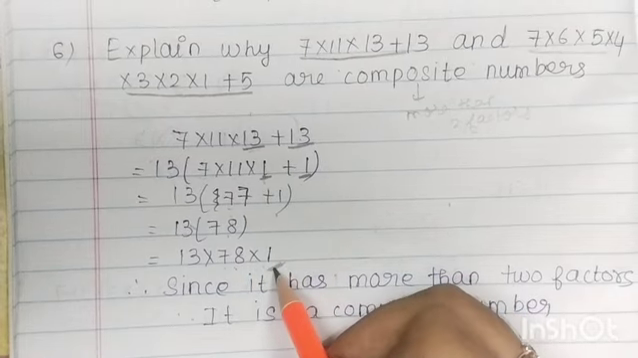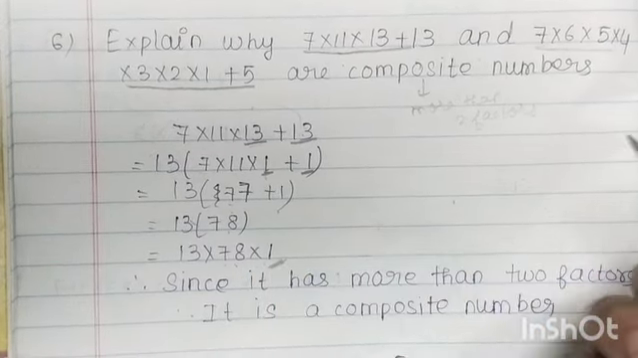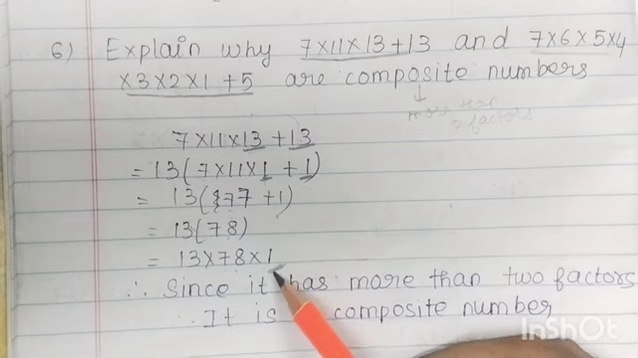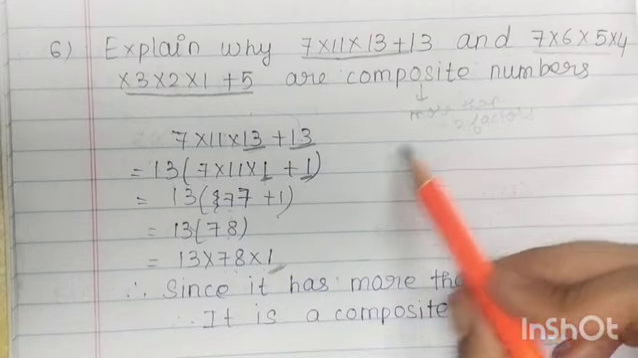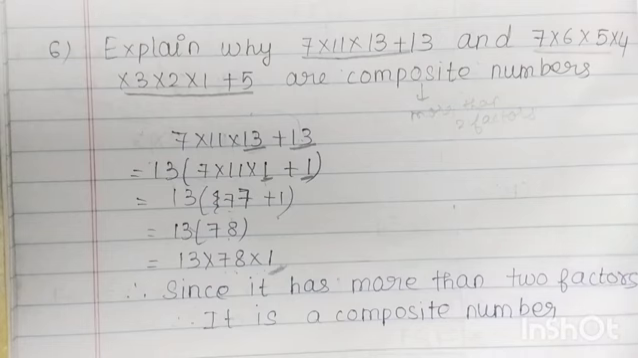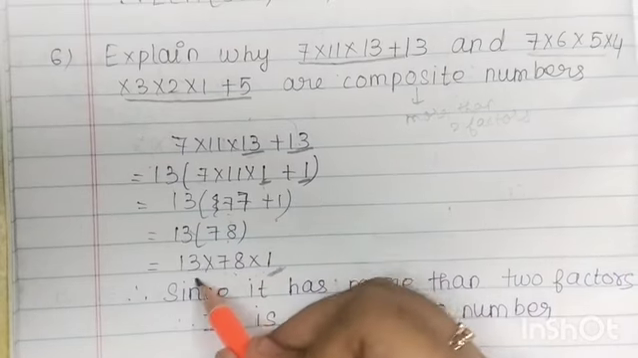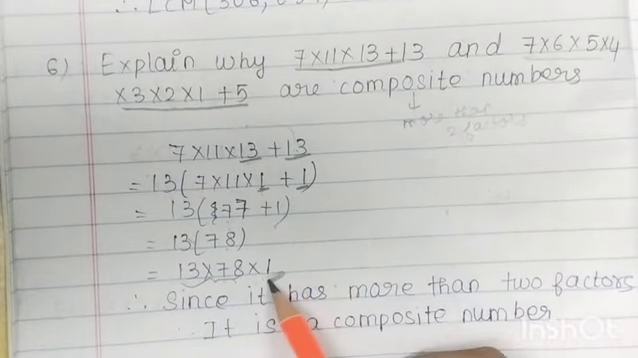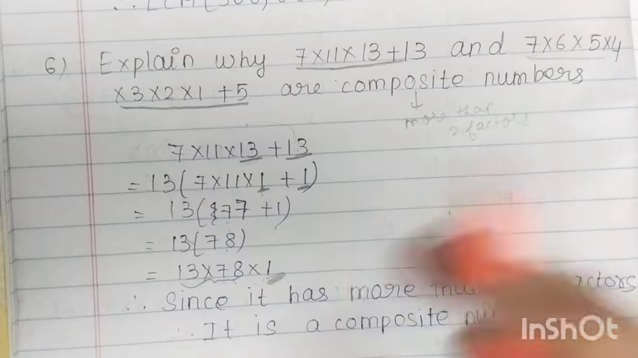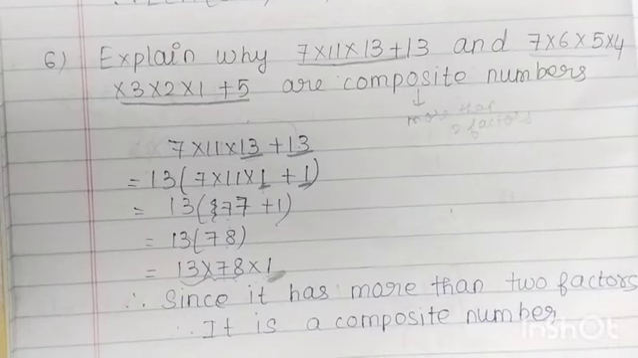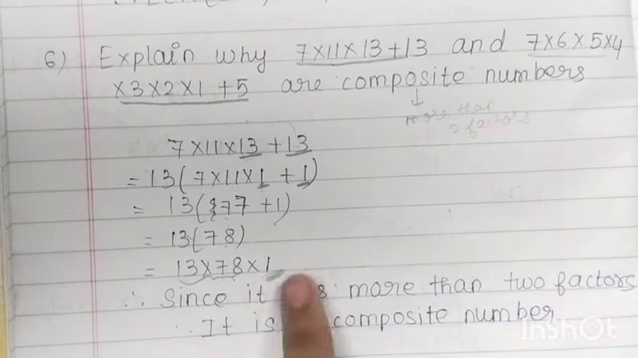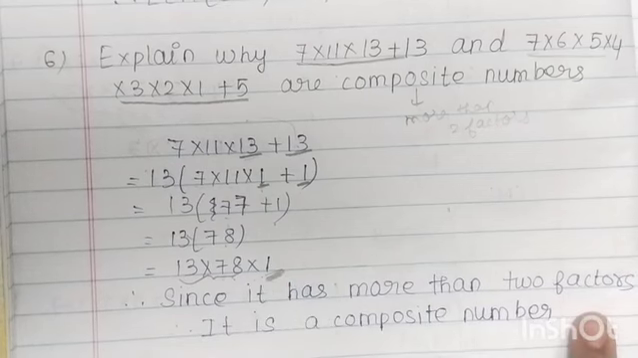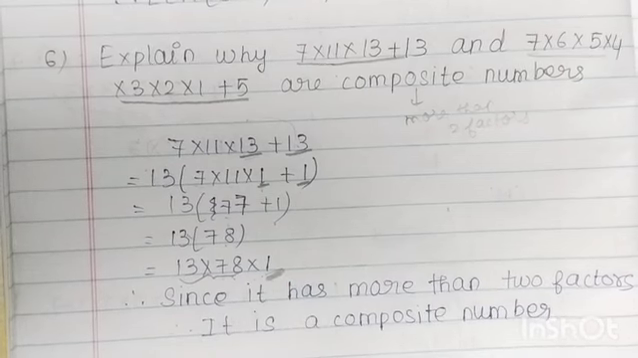I have included 1 here because we know that both composite numbers and prime numbers have 1 as a factor. So I'm including 1 so that I can satisfy the criteria which says that a composite number must have more than 2 factors, right? These 2 factors I got from my question itself. This 1 I have just included to satisfy the criteria. So now I have more than 2 factors: 13, 78 and 1. Since it has more than 2 factors, it is a composite number.